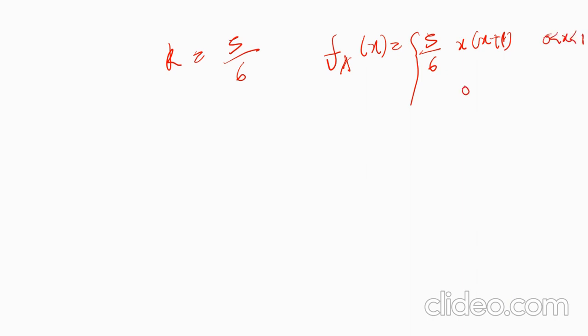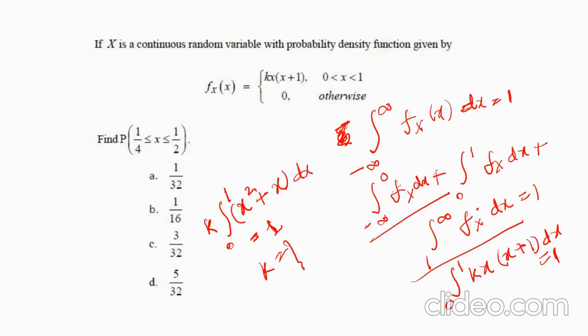So k is 5 by 6. So now f(x) will be 5 by 6 times x(x plus 1) for x between 0 to 1, and 0 otherwise. Right? Now we want to find the probability when x is between 1 by 4 and 1 by 2.